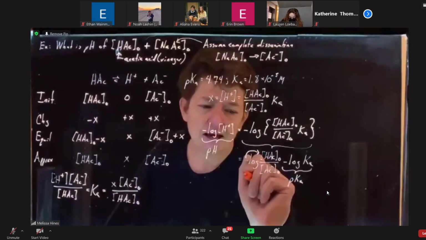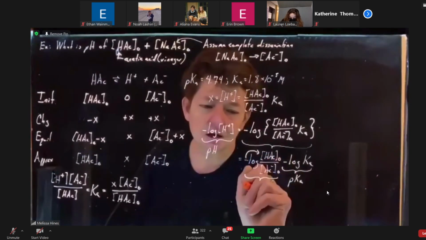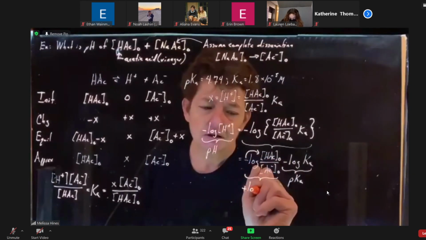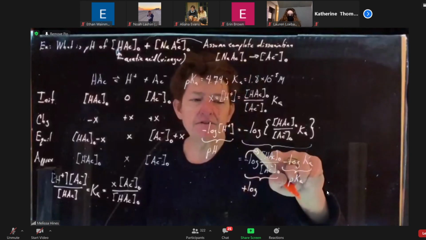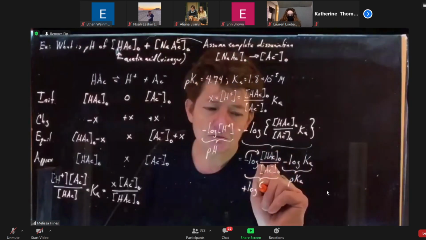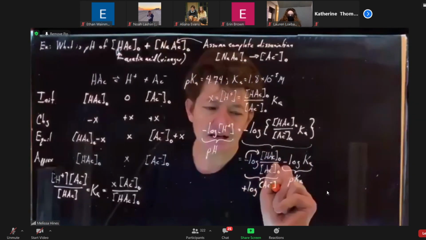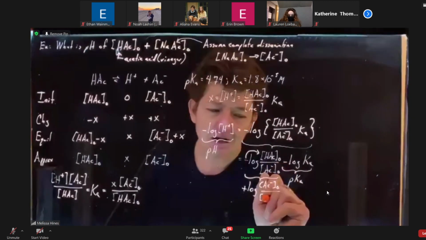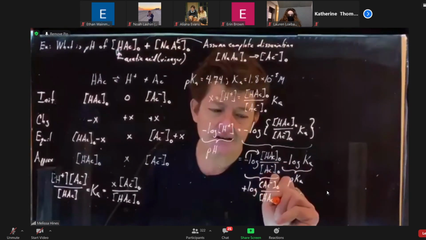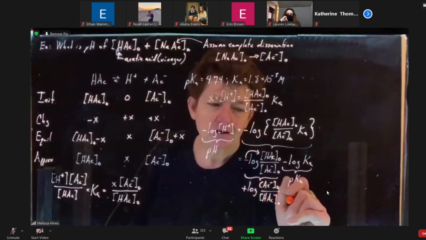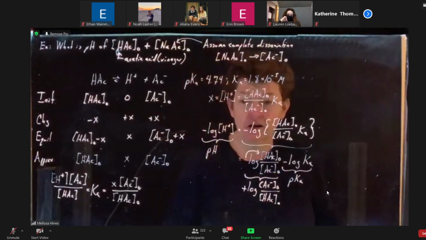Then the next thing I do historically is I take this minus sign and I pull it inside. And when I do that, I'm going to be able to turn this term into the plus log, and now I'm going to have this to the minus 1, which means I now have my acetate ion upstairs and my concentration of acetic acid downstairs. Okay, so that's going to be the derivation.